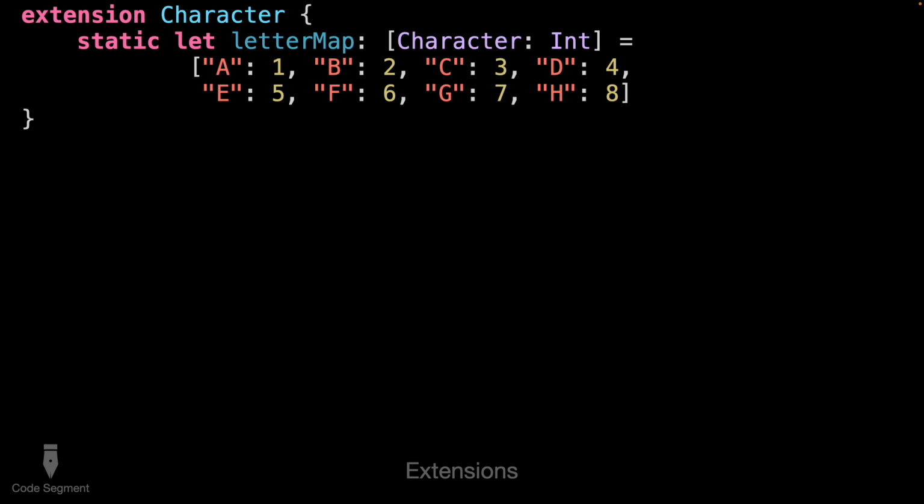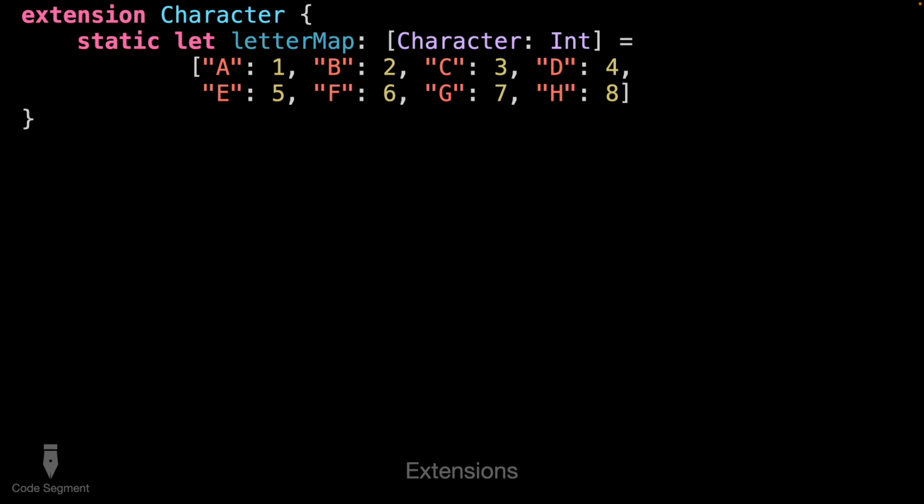So the dictionary is just a lookup, where you say, oh, okay, cool. A is 1. So if we pass A into this dictionary, then we get 1 back. If we pass B in, then we get 2 back, so on and so forth. So this is a static property that we've added.